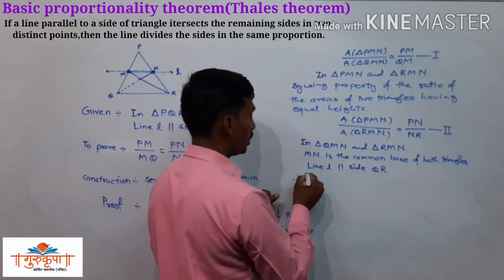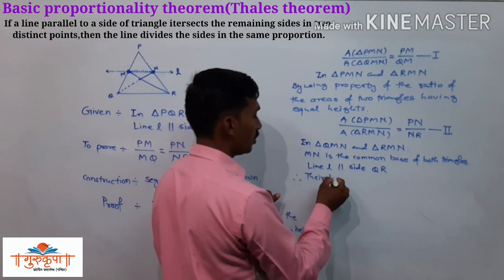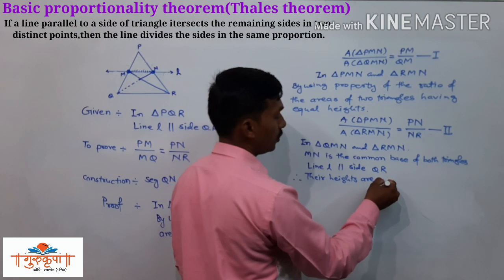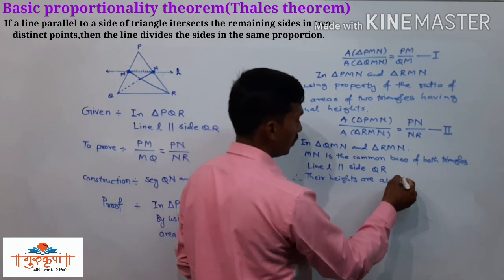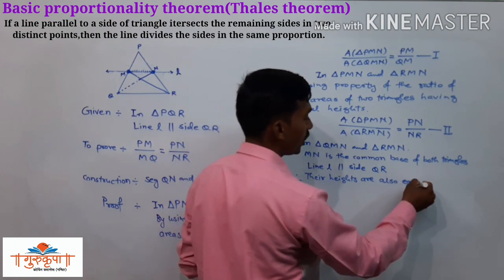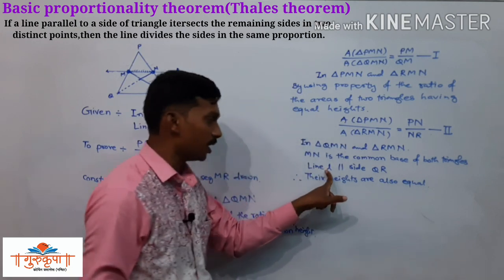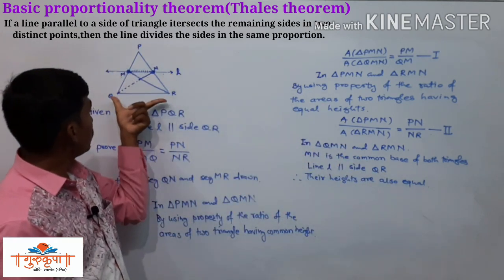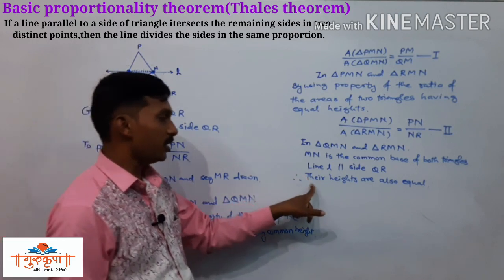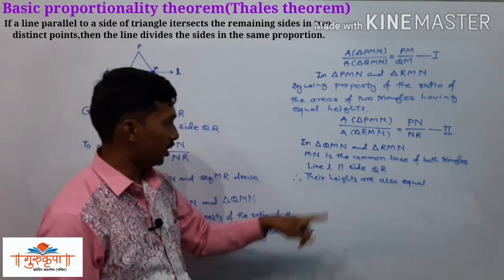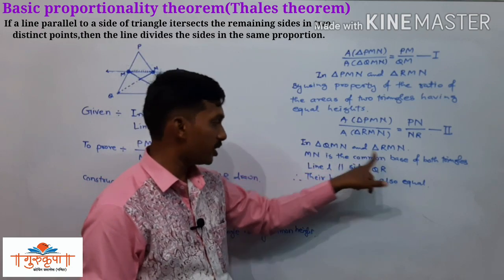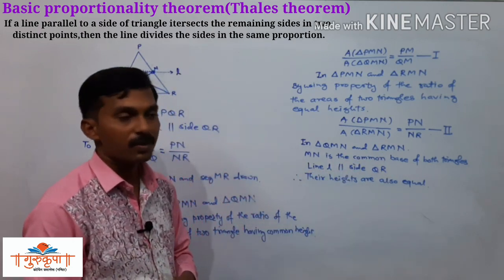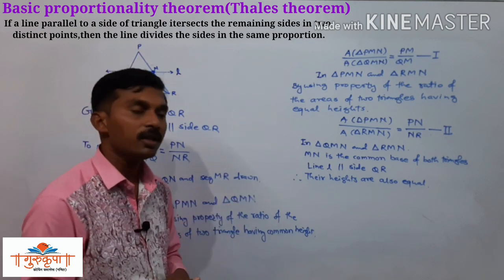Therefore, their heights are also equal. Why are their heights also equal? That is the important thing, so we write the reason here. Since line L is parallel to side QR, their heights are also equal. Now we have proved that the base is common and heights are also equal, so both the triangles have equal area.